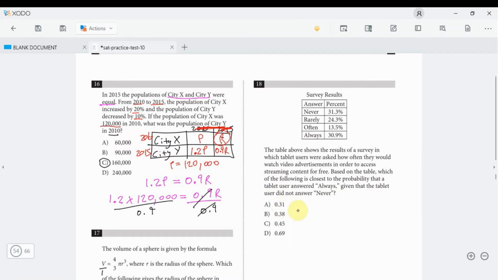Now, this is a conditional probability, so we're trying to find the probability that the user answered always. Then they said given, so you put a little slash, given the user did not answer never. So we're saying not never, the user should have answered not never. So I put never with the apostrophe, meaning complement in mathematics.